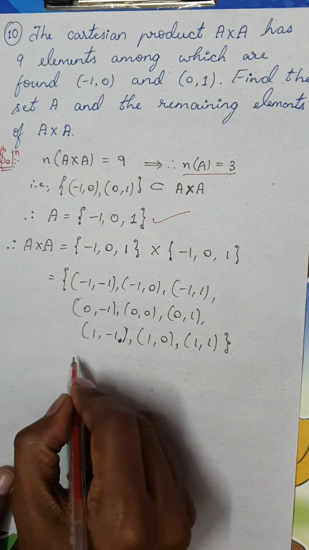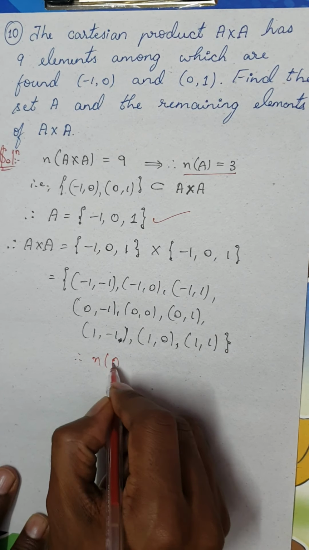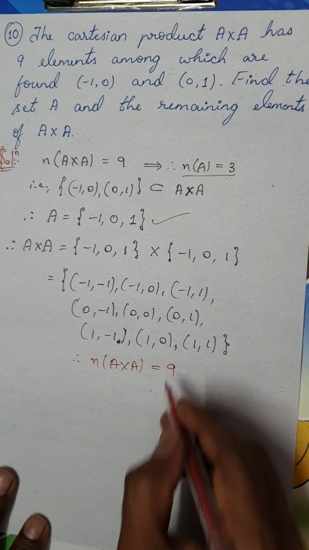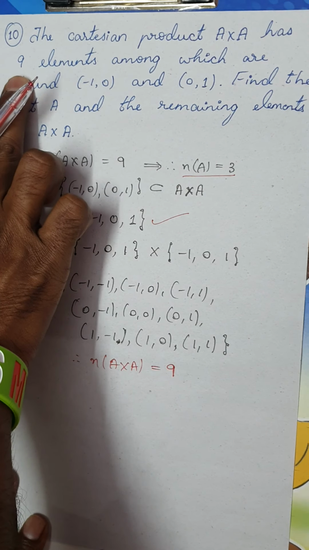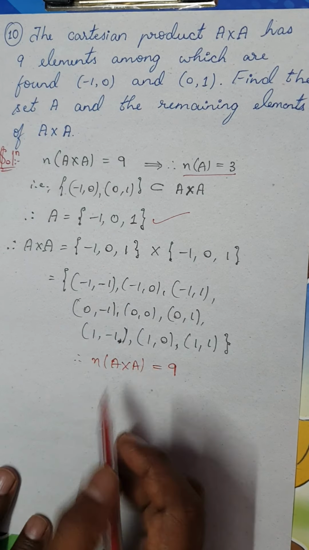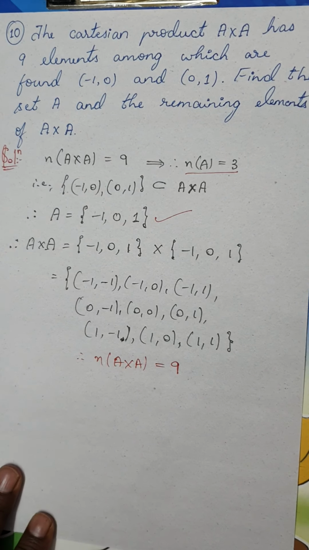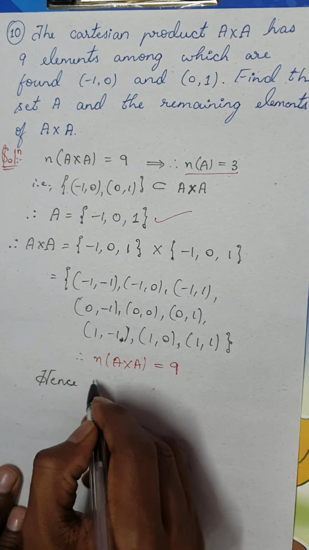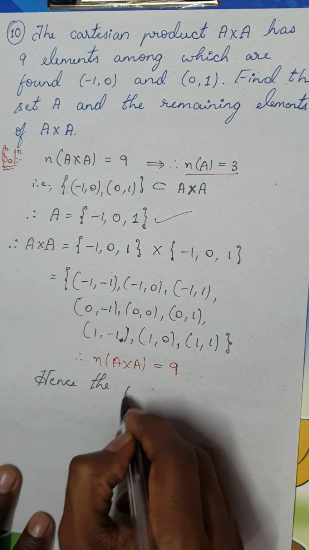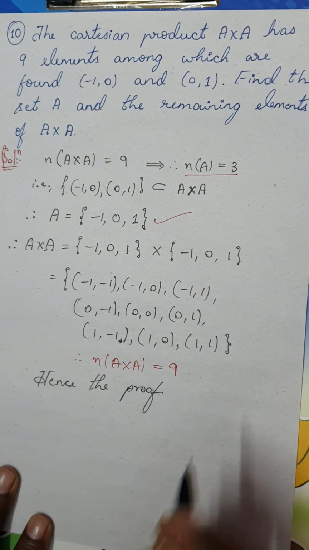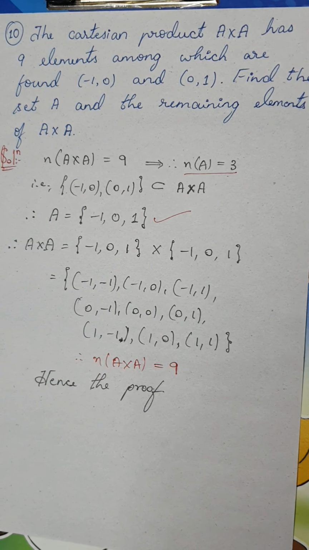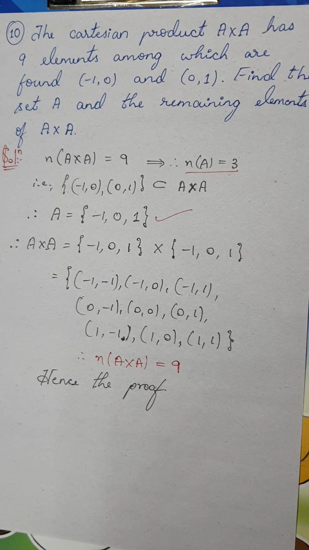Therefore you can write the number of elements in A cross A is equal to 9. Okay, so I actually had started with 9 elements, and I found out all the 9 elements. Okay, therefore you can conclude the solution as hence proved. Okay, this concludes the solution for question number 10 and also all the questions from exercise 2.1.